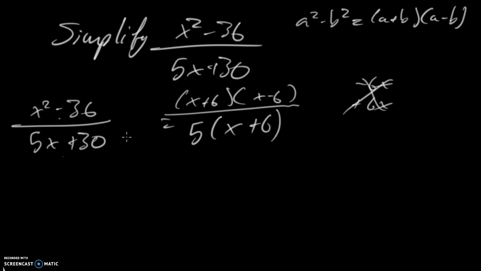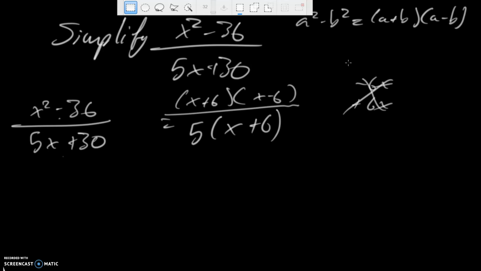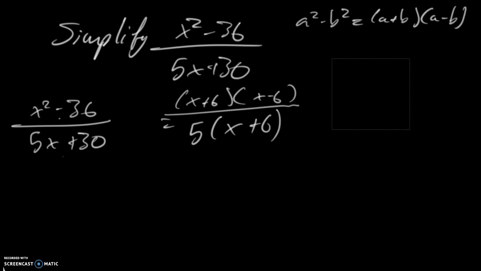Because these aren't squared numbers, we just try to factorize it as simplified as possible. So now what we do, we see that we have x plus 6 here and x plus 6 here. So these two just cancel out to give us our final answer of x minus 6 over 5.